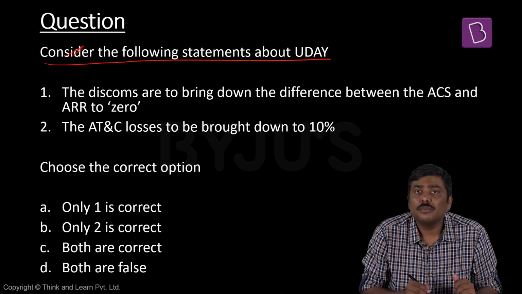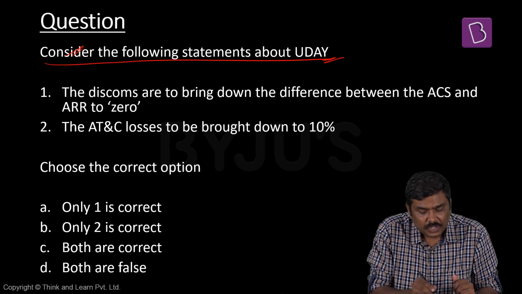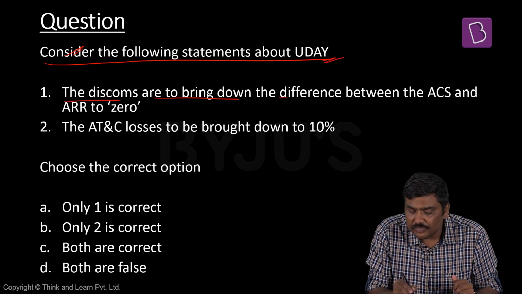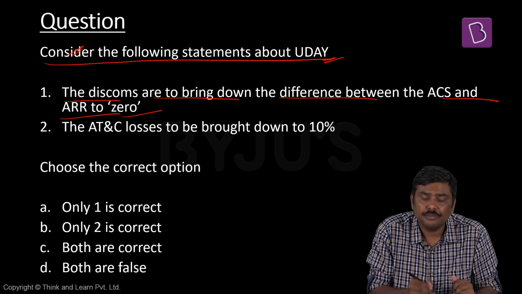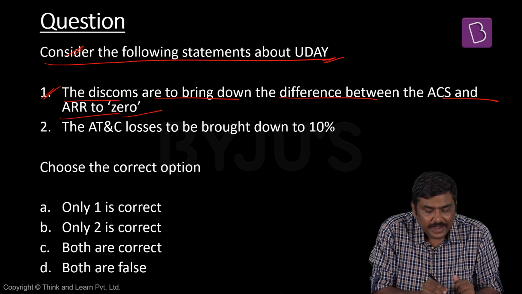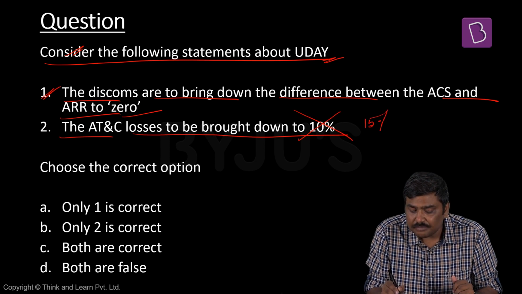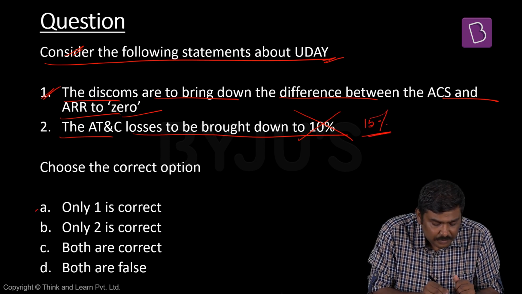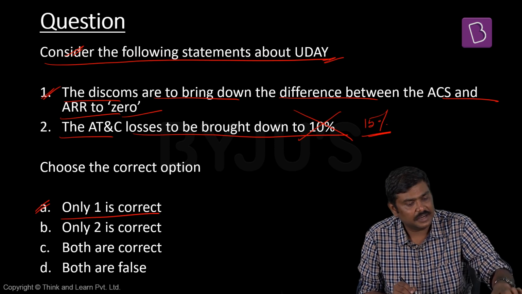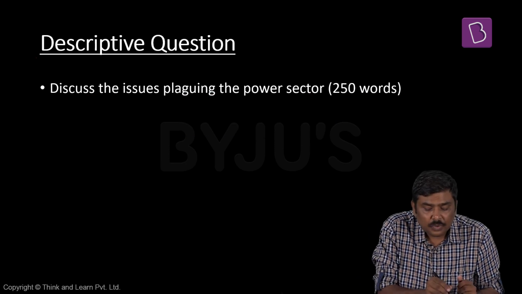Consider the following statements about Ujjwal Discom Assurance Yojana. The Discoms are to bring down the difference between ACS and ARR to 0. Yes, that is the target under this. AT&C losses are to be brought down to 10%. No, the target was 15%. So only the first statement is correct. Option A is correct.